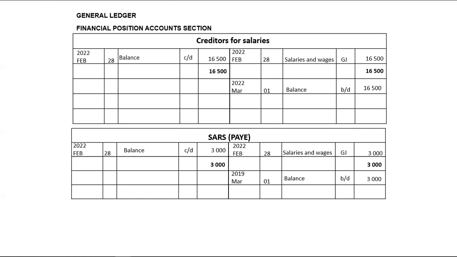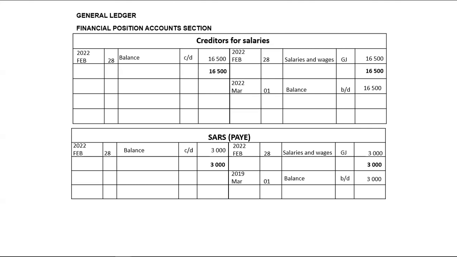So far, how much are we owing people? What is our liability so far? It is 16,500 we owe to Mnguni plus this 3,000 that we owe to SARS. We deducted it from Mnguni's salary, but we haven't paid it over to SARS. That's why we're still owing it.